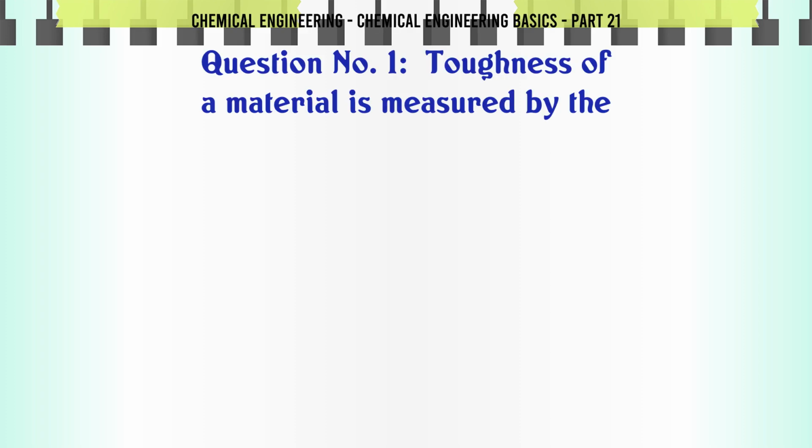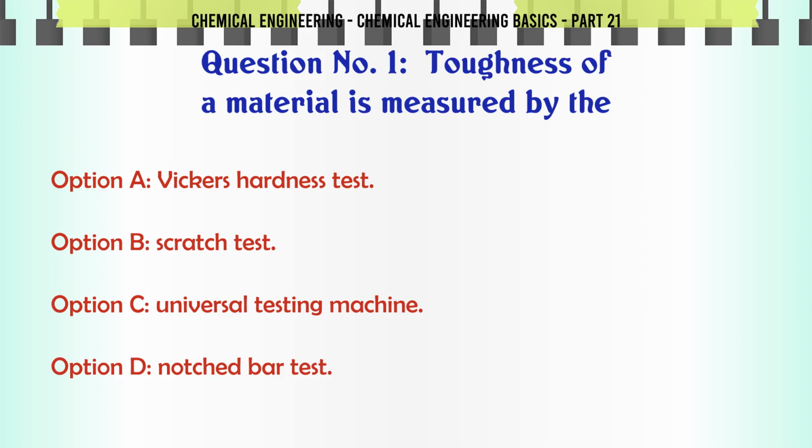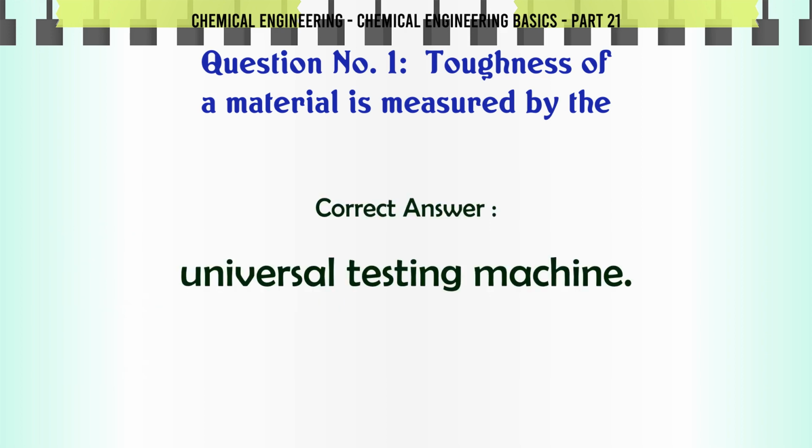Toughness of a material is measured by the: A. Vickers hardness test, B. Scratch test, C. Universal testing machine, D. Notched bar test. The correct answer is Universal testing machine.